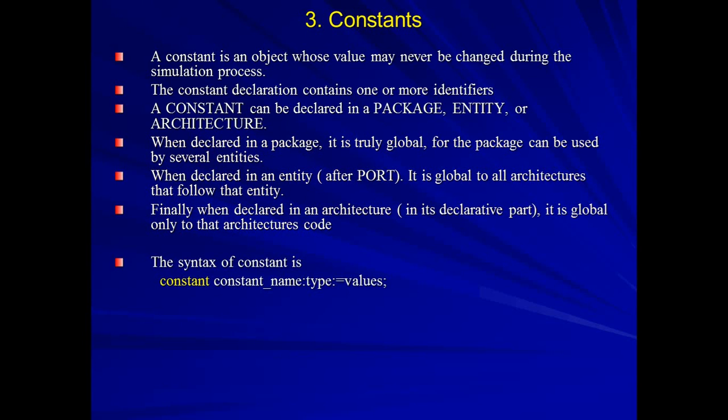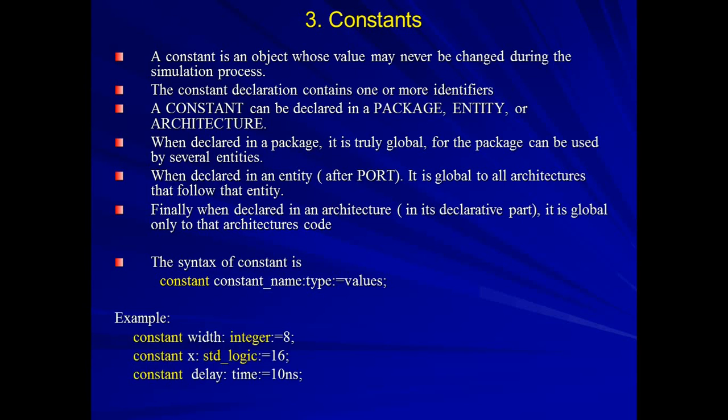Now let's see how to write a constant. Let's understand the syntax of constant. The constant syntax starts with the reserved keyword constant. Then constant underscore name, the name of the constant which is to be declared. Colon its type, colon equal to its value, which means we can provide or initialize the value of the constant.